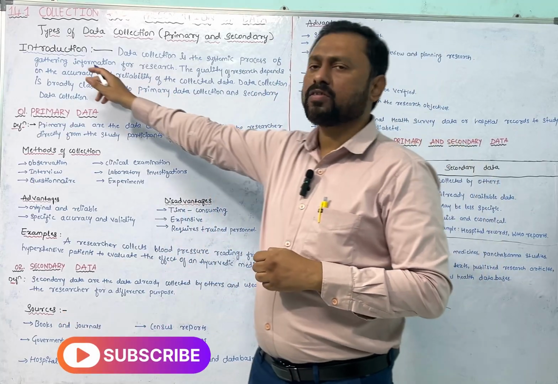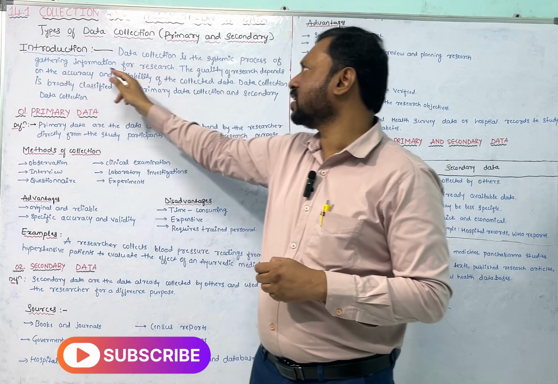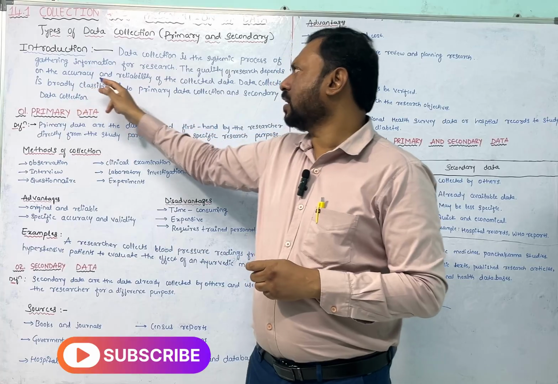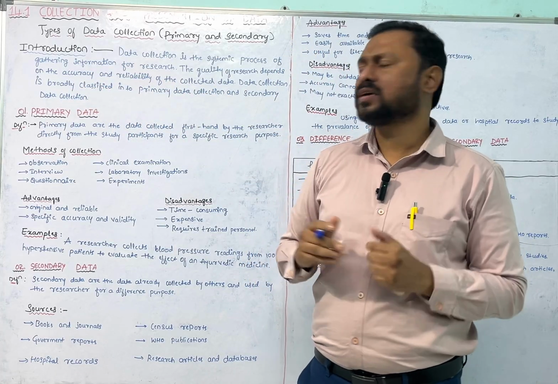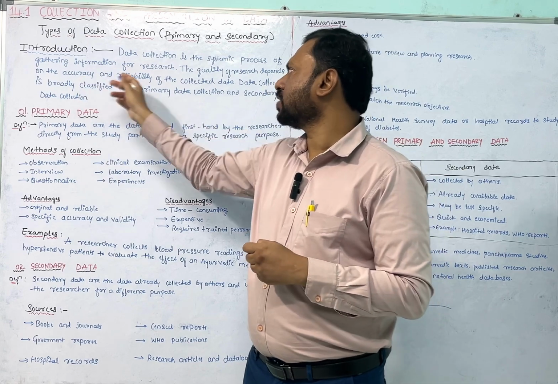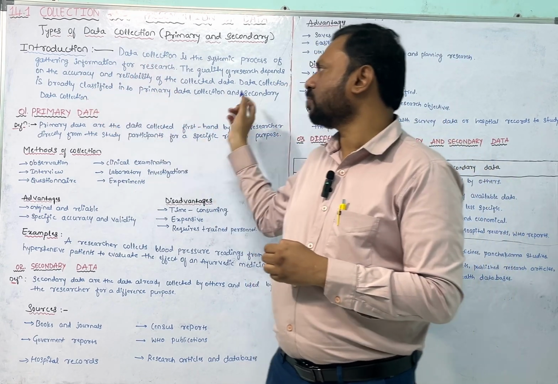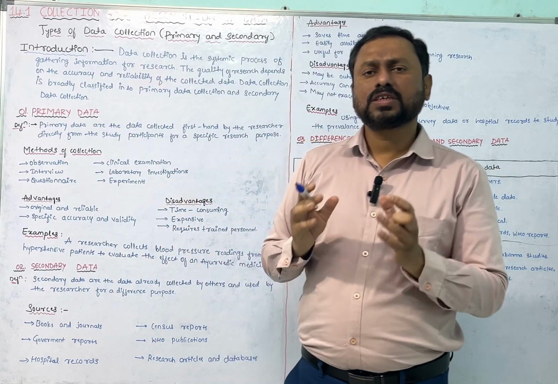Okay, now in the introduction, data collection is a systematic process of gathering information for the research. The quality of research depends on the accuracy and reliability of the data collection. How the data is collected, based on that the research quality, accuracy and reliability are determined. Here data collection is broadly classified into primary and secondary data. Now we will study one by one. First of all, we will study the primary data.